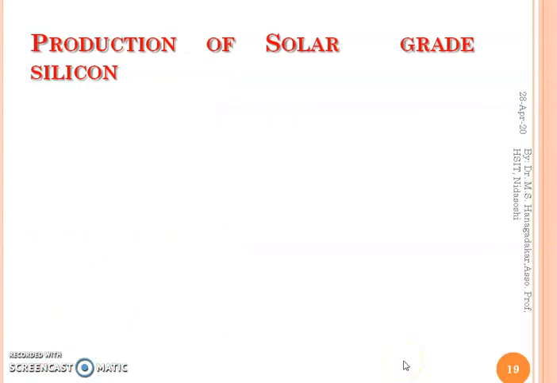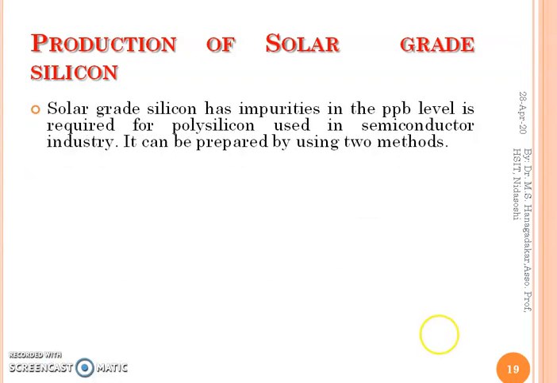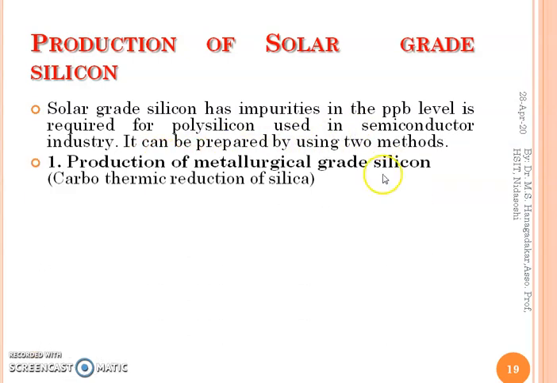Now let us discuss one more important part of this chapter, that is the production of solar grade silicon. As I told in the previous explanation, solar grade silicon is one where the impurity levels have been reduced to the parts per billion level, which is required for the polycrystalline silicon used for making the semiconductor in industry. This type of silicon can be prepared by two methods. What are the two methods? One is the Siemens process, and the second one is the Union Carbide process.